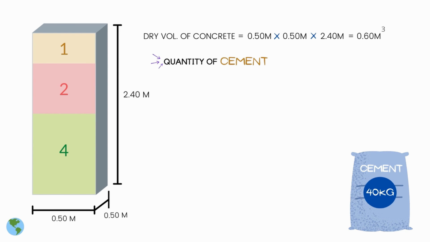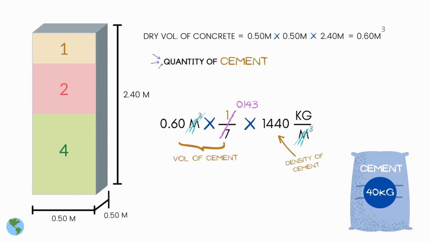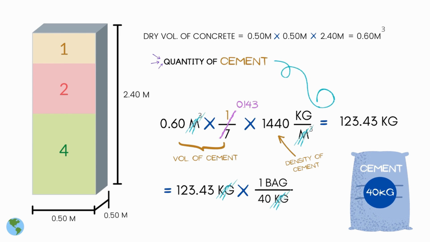In estimating the quantity of cement, we multiply 0.60 cubic meter of concrete by 1/7, where 1/7 is the percentage of cement in a given concrete, multiplied by 1,440 kilograms per cubic meter, and it will result in 123.43 kilograms of cement. Converting it into bags, I will have 3.08 bags. Since 0.08 is negligible, I can round it off to 3 bags.